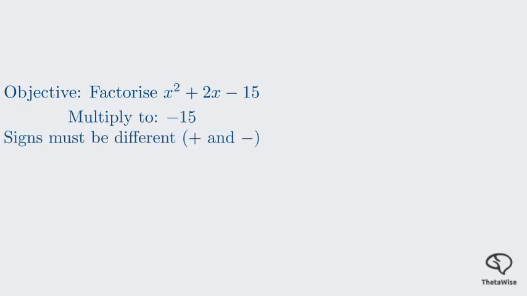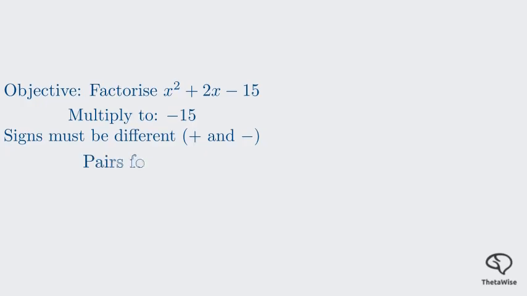Now we move on to a slightly more challenging scenario that is very common in IGCSE exams. Our objective is to factorize a quadratic where the constant term is negative. When the constant term, in this case negative 15, is negative, it tells us something very important about our brackets. The signs must be different. One must be a plus, and one must be a minus. Let's list the factor pairs of 15. Don't worry about the signs just yet, just the numbers.